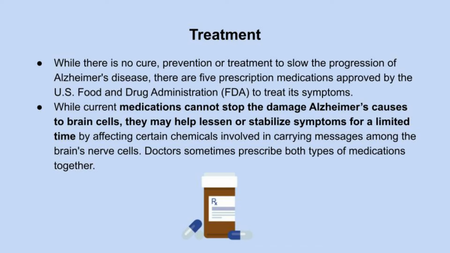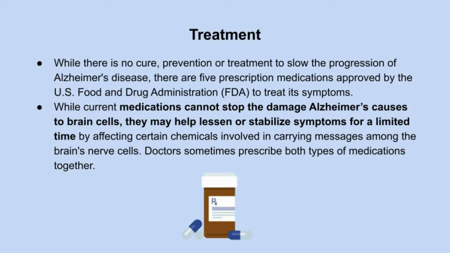Unfortunately, there is no cure, prevention, or treatment to slow the progression of Alzheimer's disease, but there are 5 prescription medications approved by the U.S. Food and Drug Administration to treat its symptoms. So again, I want to reiterate that current medications cannot stop the damage or progression of Alzheimer's and the damage it causes to brain cells, but they can help lessen or stabilize symptoms for a limited time by affecting certain chemicals involved in carrying messages across the brain's nerve cells.